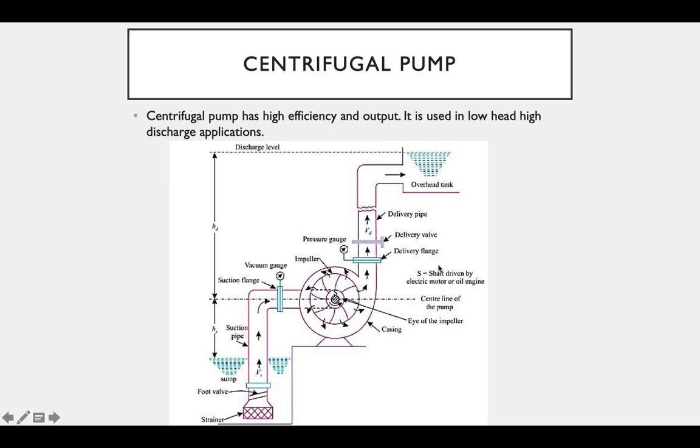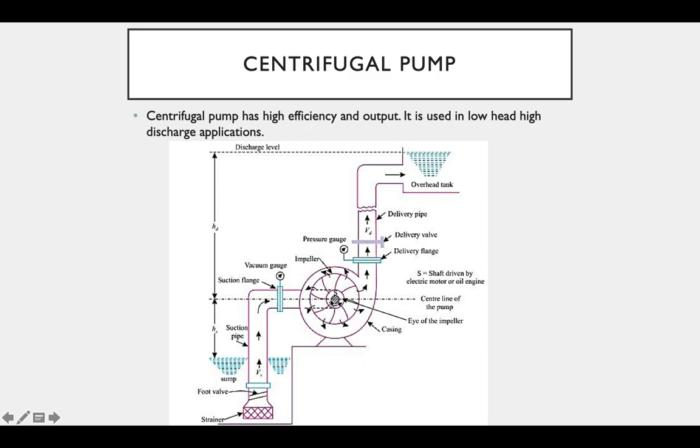Now let us see this figure. In this figure, you can see a strainer, then the foot valve, and this is the suction pipe. Here you can see a suction gauge, which measures the suction pressure. Then coming to this point, we have a shaft. This is known as the eye of the impeller. The shaft of the motor is coupled to this shaft.